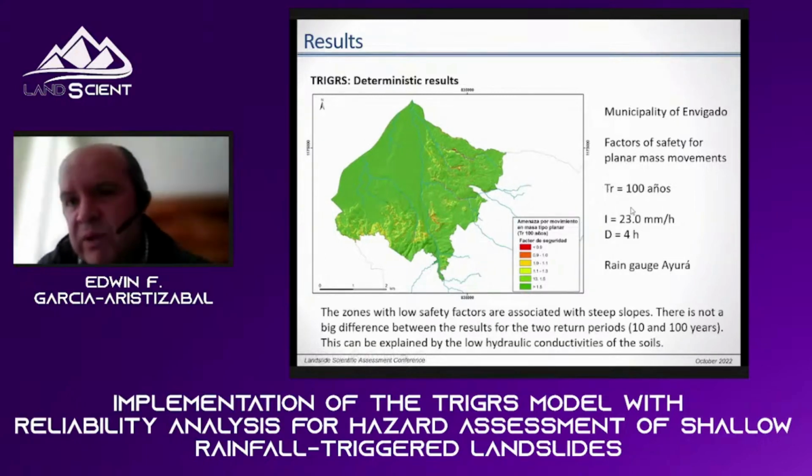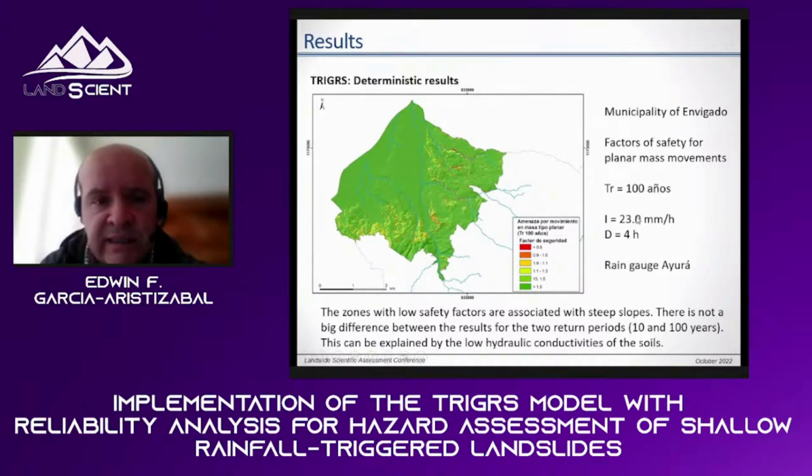Also, we run the program for 100 years with a larger intensity. What we found here is that these zones with low safety factor are associated with steep slopes. There is no big difference between the results of the two return periods. When we compare 10 and 100, there is no big difference, and this is because the soils we are analyzing are soils with a low hydraulic conductivity.